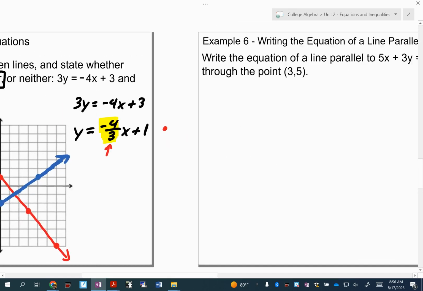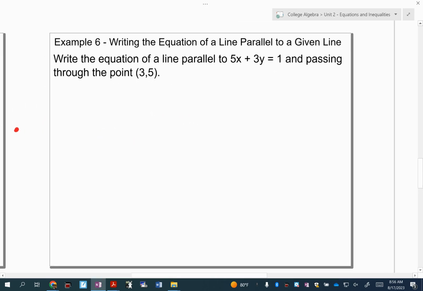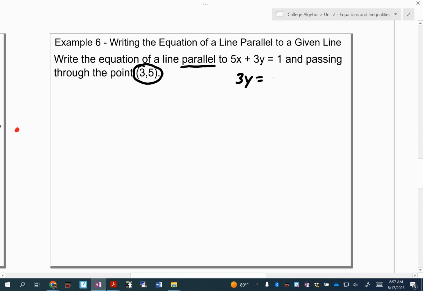Now, let's use this kind of understanding to help us write the equation of a line like we did in part 1 of this lesson. So it says our line goes through the point 3, 5, so we have a point, and it's parallel to this line, 5x plus 3y equals 1. So let's go ahead and put this into slope-intercept first. So move the 5x over, divide everything by 3, which will give us 1/3.